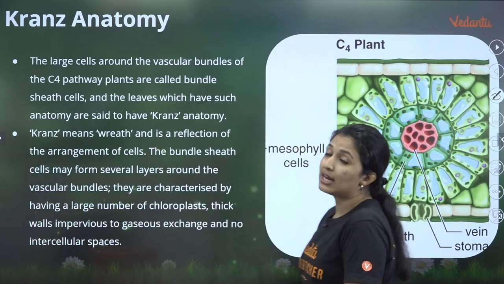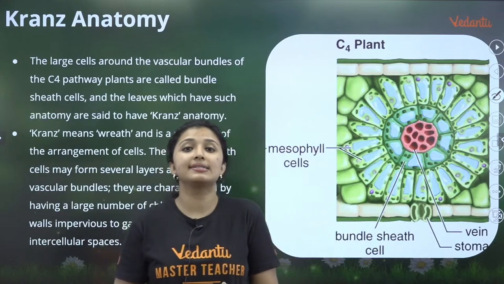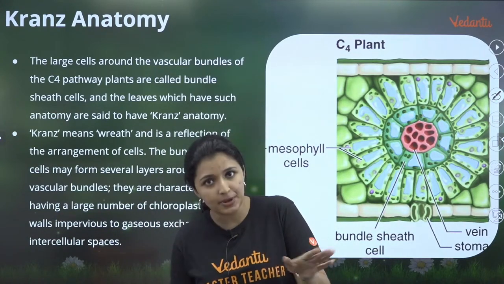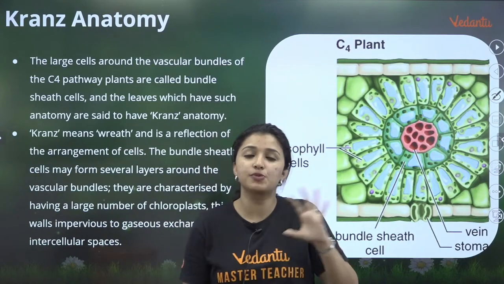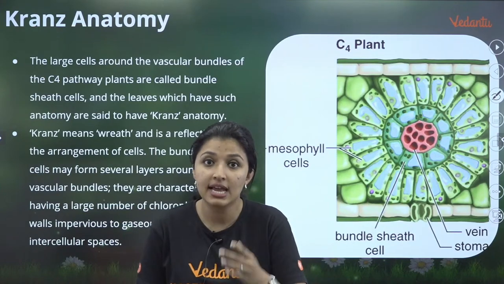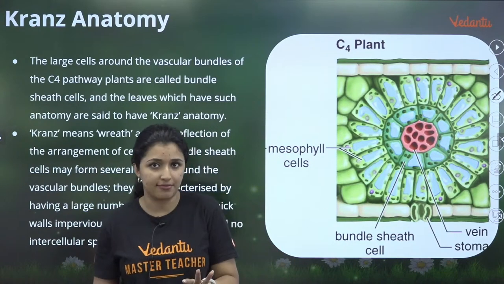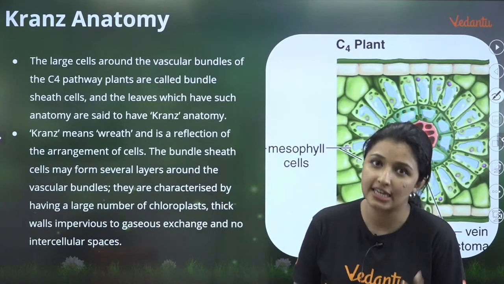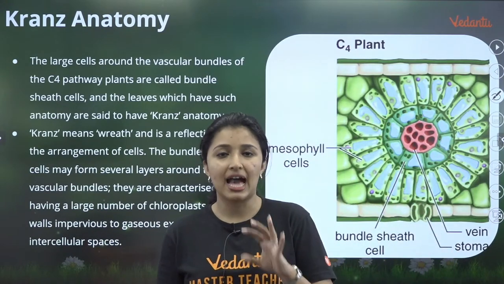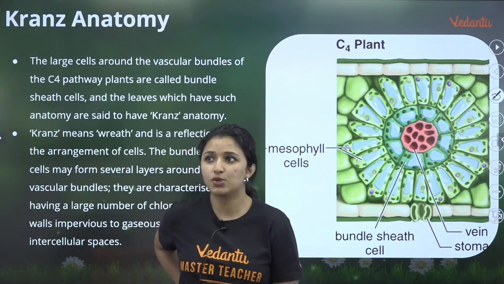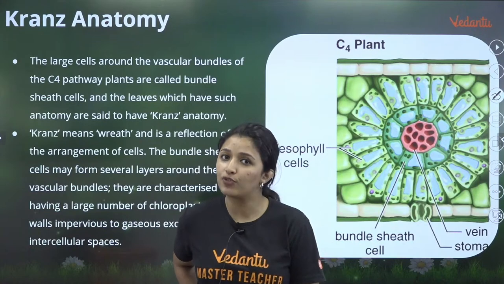Alright. So now let's learn about Kranz anatomy. Like I said, C4 plants have a special anatomy only. They have evolved in such a way that they have special cells. That means basically they don't have any new cells; they're utilizing the old cells they have. When we talk about C3 plants, photosynthesis happens in the mesophyll cells.